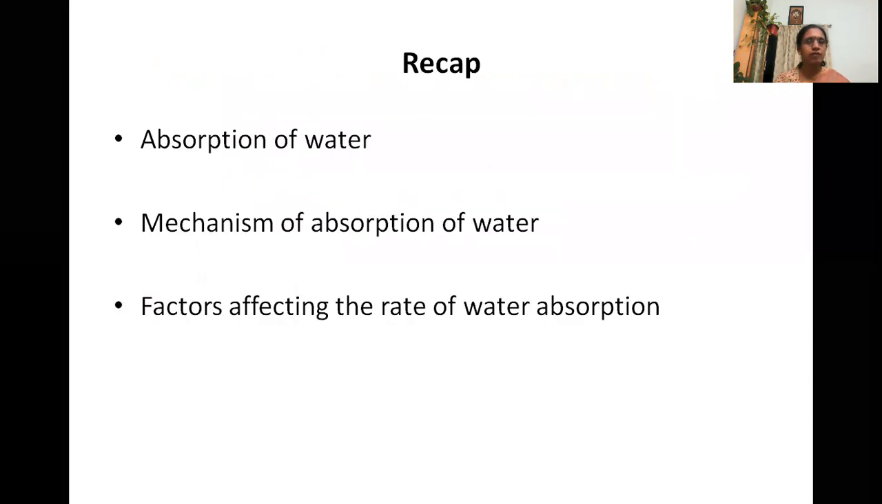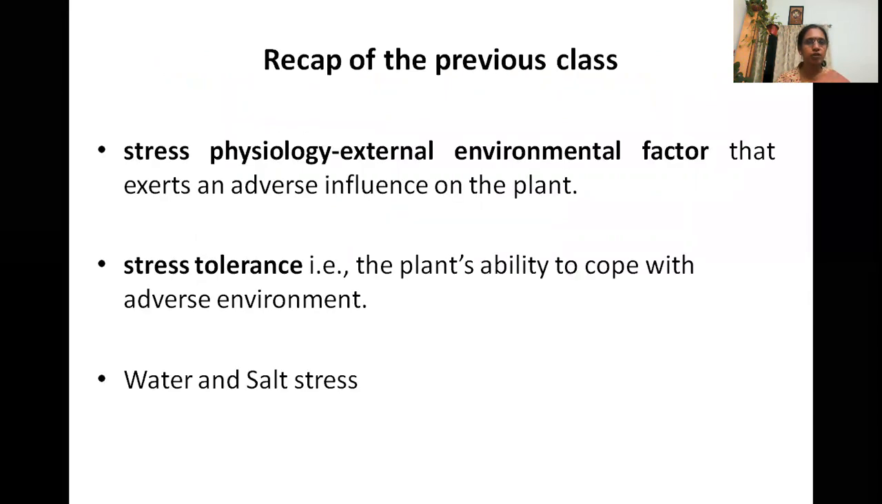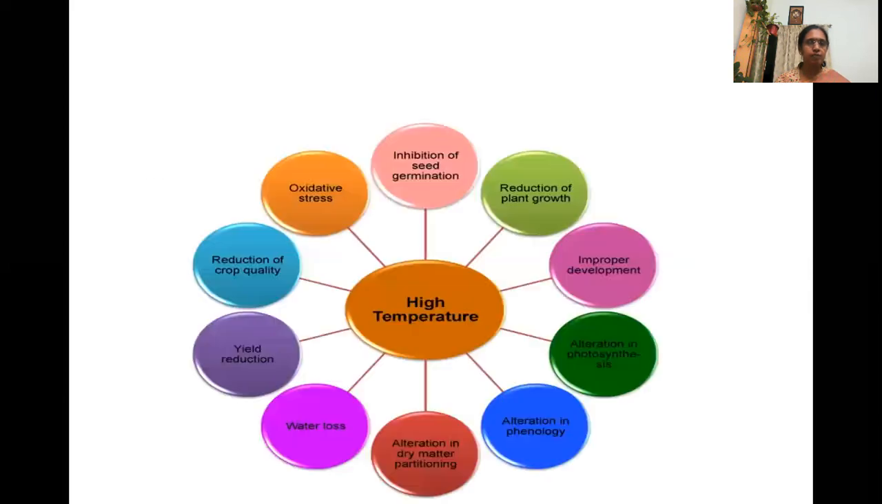So the previous session recap is we have studied about the absorption of water, mechanism of absorption of water, and the factors affecting the rate of absorption. And then in the stress physiology class, the stress related to water we have studied, and what is stress we have studied, and then different types of mechanisms to combat this stress by plants also we have studied. You can see here in this session, we are studying the heat stress or high temperature stress.